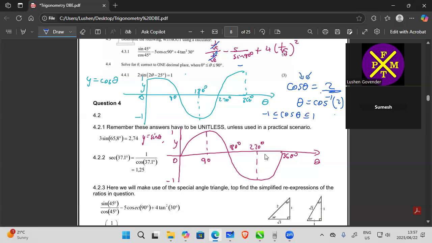Can you see that? Logic. See, cos of theta is the same as y. The y values that it will output will always be between 1 and minus 1. So therefore, this is impossible. Can you see that, Sumesh? So this is some foresight as to what to expect next term, and they could trick you and put a question like this now for you.